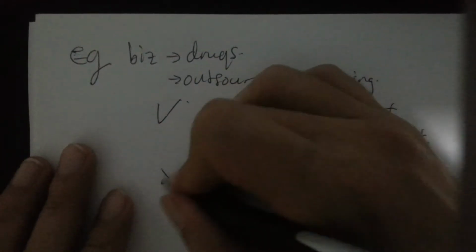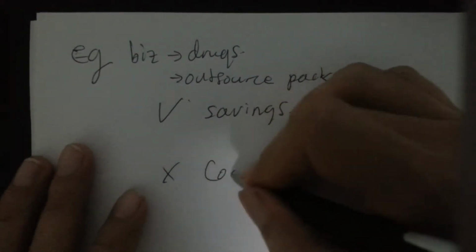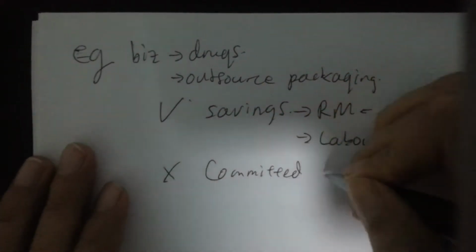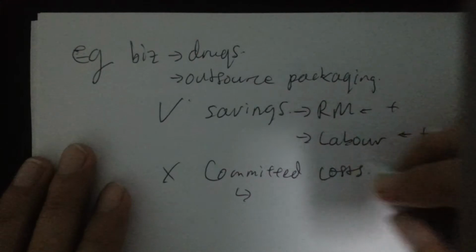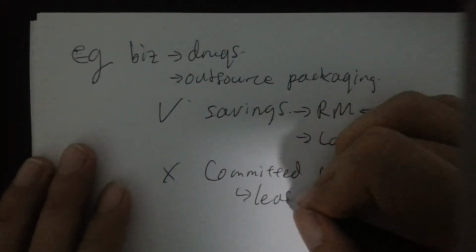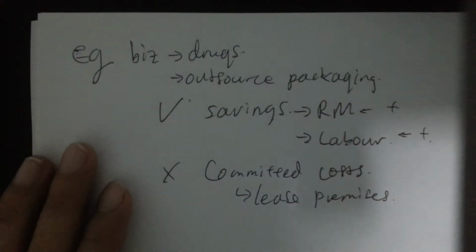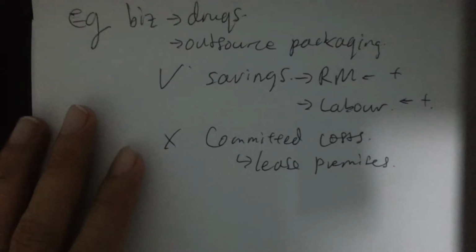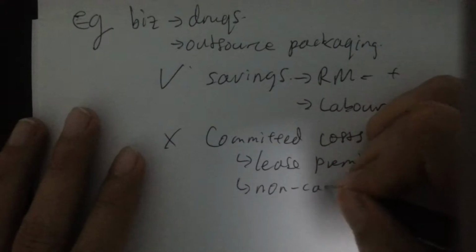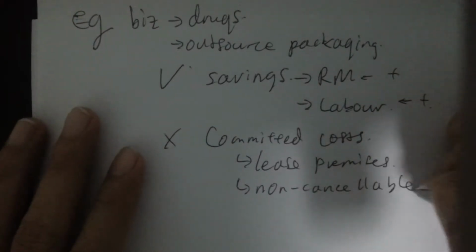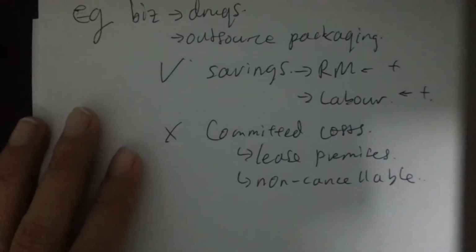However, those things not relevant, if you can recall the question of Painless, would be your committed costs. Now in the case of Painless, the cost that was committed was actually the lease of premises. Because in the question they mentioned that they have actually signed a lease for these premises, and this lease was non-cancelable. Meaning to say that if you choose not to continue with the lease next year, you can't cancel. There is no option.